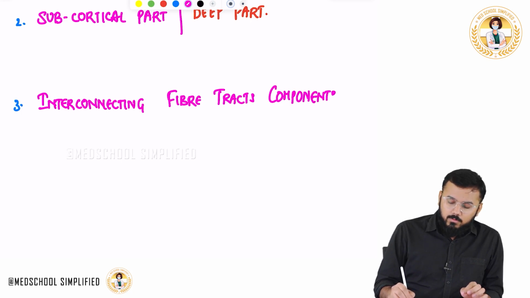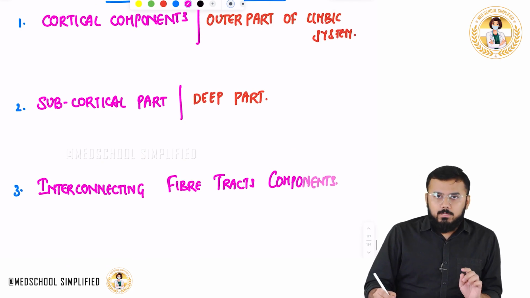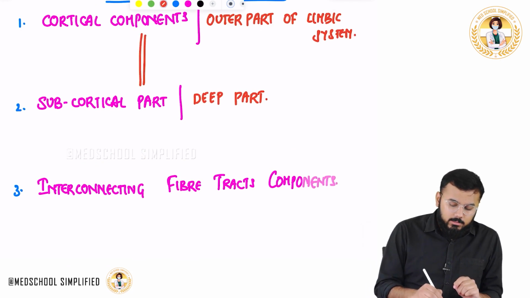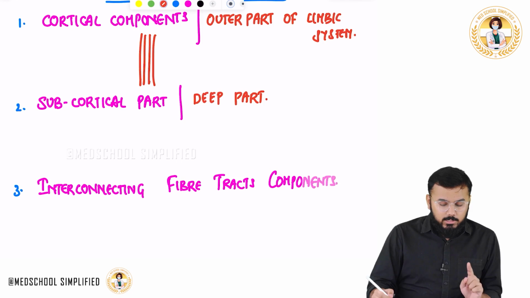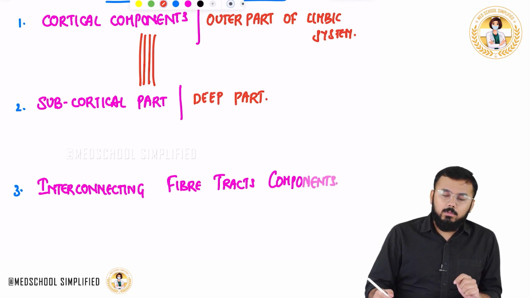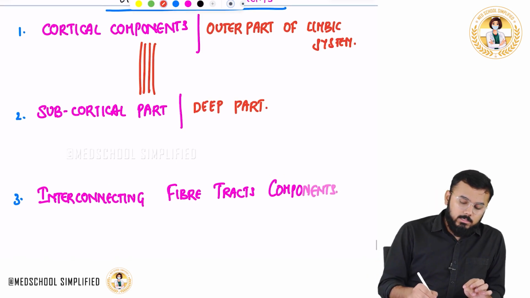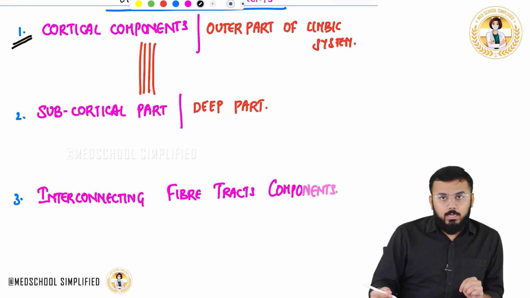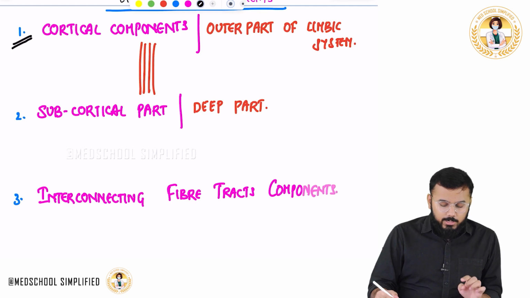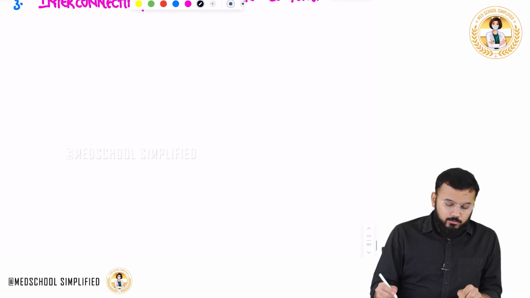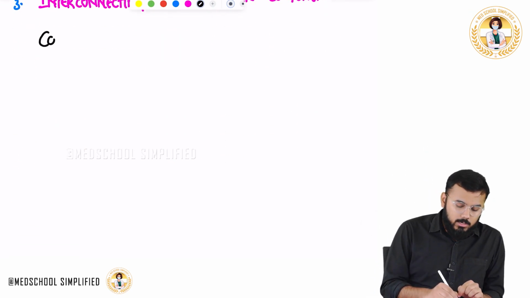There should be some tracts, right? These are the tracts that connect the cortical component with the deep component, so that comes under the third part. First of all, let us discuss in detail the cortical components. After that, we will go in detail about the subcortical components. So first, let us discuss the cortical components.